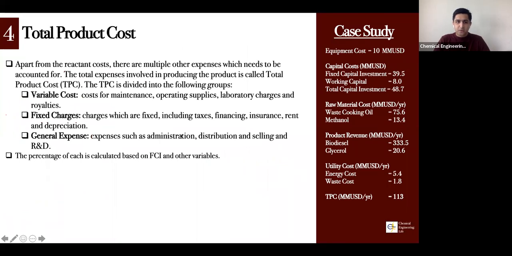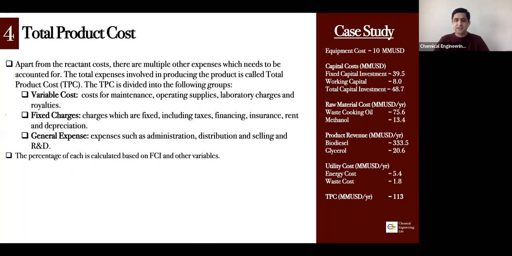So now we have covered our investment, we have covered our raw material cost, and now we have our utilities cost, and we have our waste material cost. These are the costs that are important for our day-to-day operations. There are no other major expenses other than these three areas. So using those values, we can then calculate our total product cost.